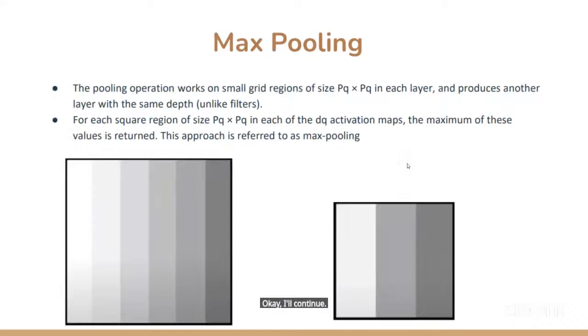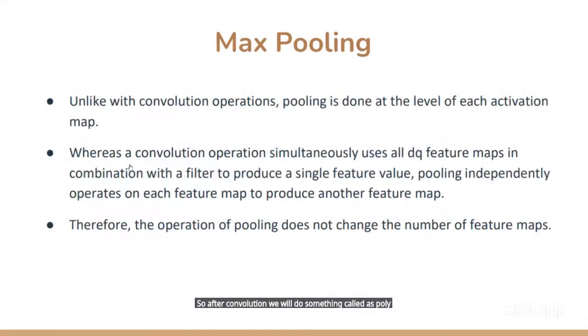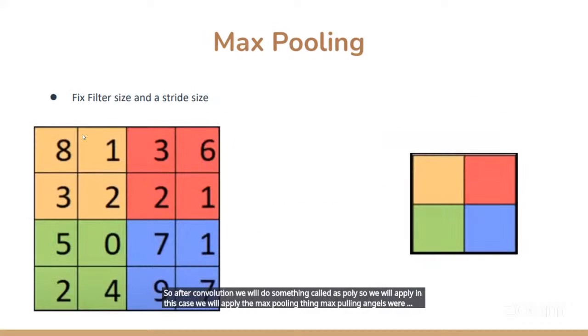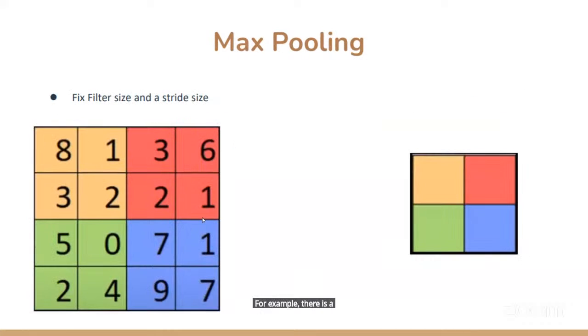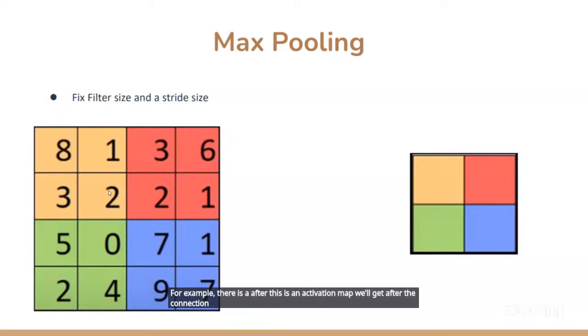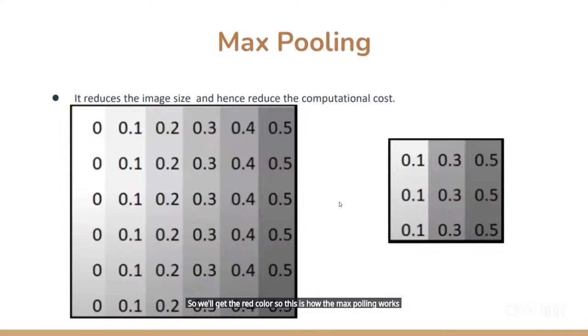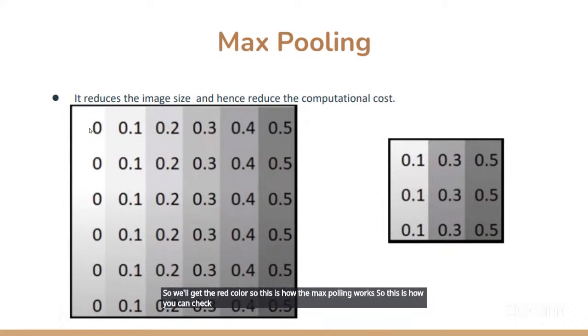So after convolution, we will do something called pooling. In this case, we will apply max pooling. What max pooling does is, for example, this is an activation map we will get after the convolution: 8, 1, 3, 2. We take the maximum value among all of these, this orange color, right? We will get this orange color, and this is red color, like 6, 3, 2, 1. In this, 6 is the maximum. So we'll get the red color here. So this is how max pooling works. Like this is white color, so we apply max pooling to these two, and we will get white color here.